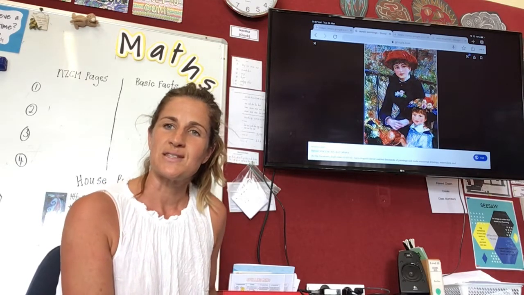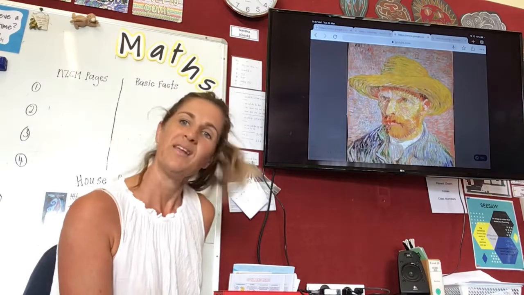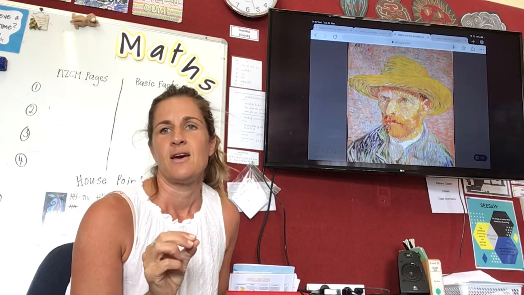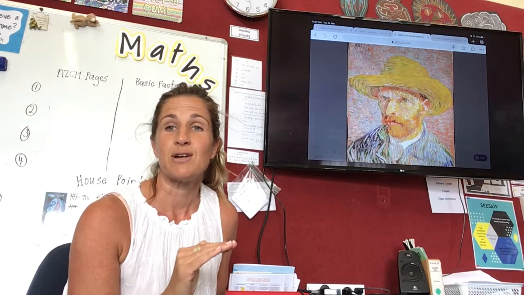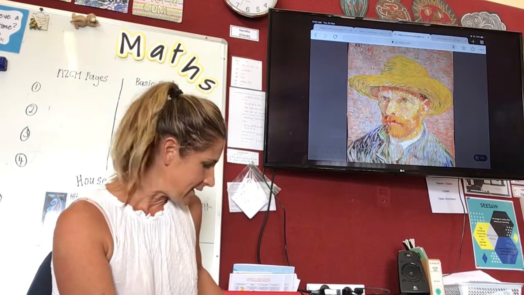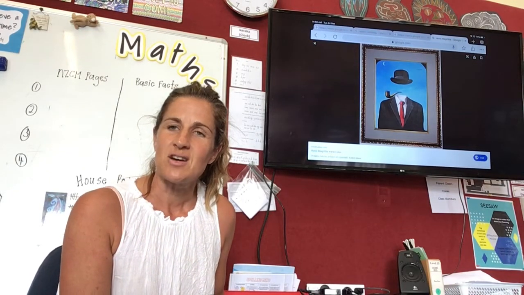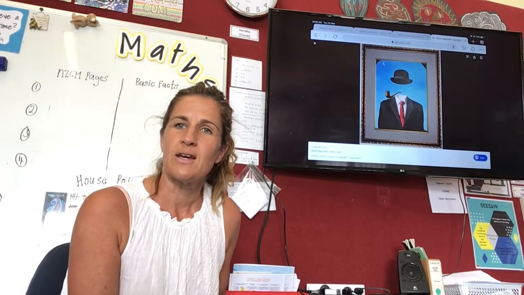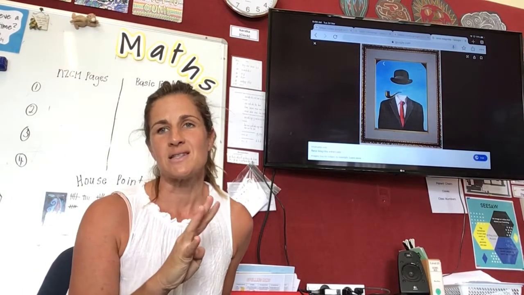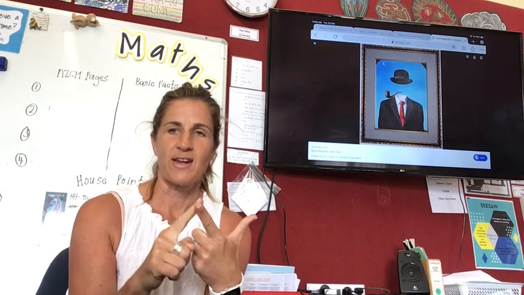I want you to do exactly the same for this artist, and then switch to Van Gogh. He is very famous for very thick, small brush strokes, and you can see really clearly in this painting the detail in that. And then the last artist, quite funky, is Rene Magritte, who is famous for wearing a bowler hat in his self-portraits.